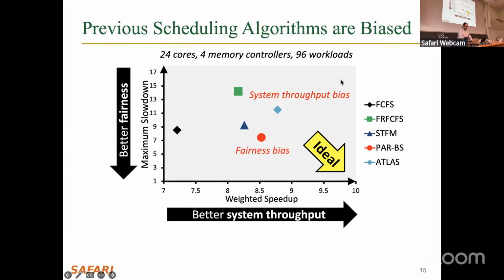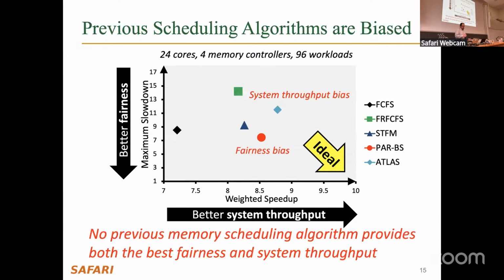FCFS for these specific applications, like the 96 workloads that we tested, actually provides relatively good fairness, but in terms of performance it is very bad. So this shows the room for how we can improve. Essentially, we need techniques much more in this line, right? So we can see that we still have room for improvement. No previous memory scheduling algorithm provides both the best fairness and system throughput. So, which is good. We can do research here.